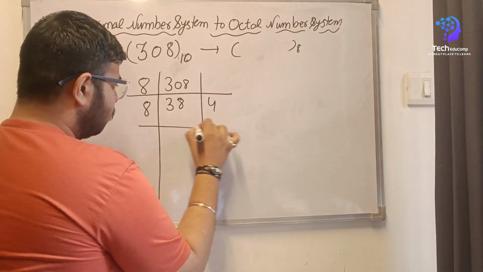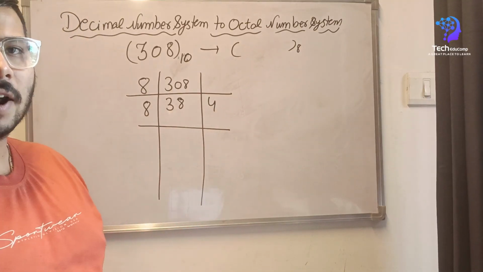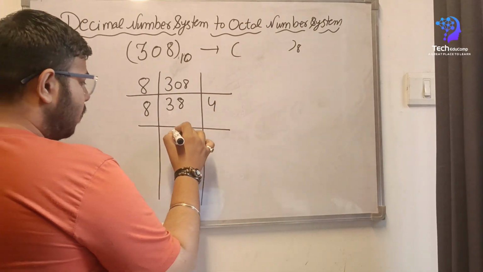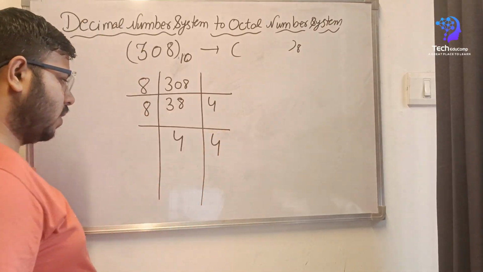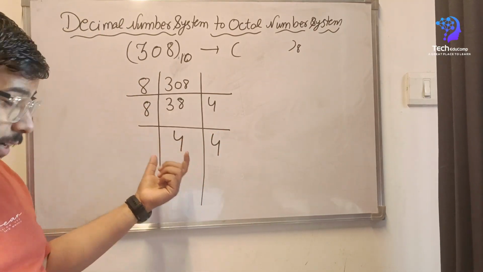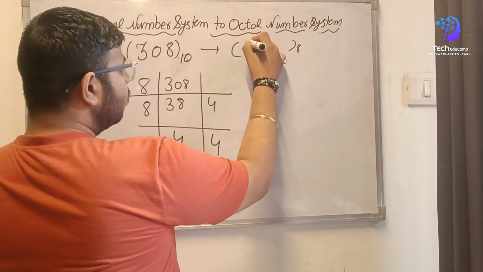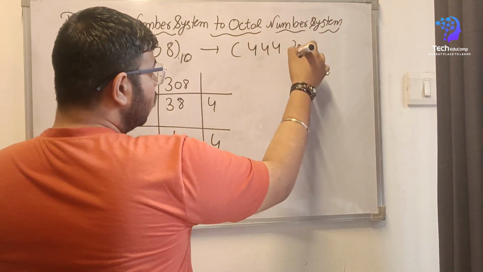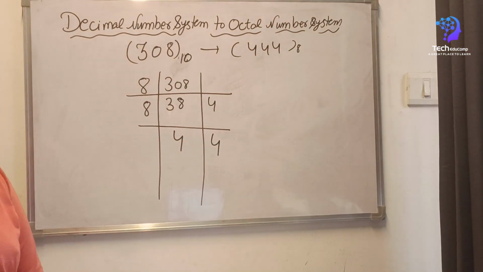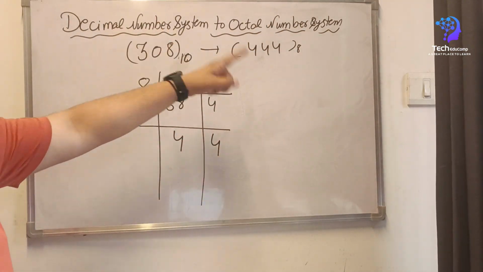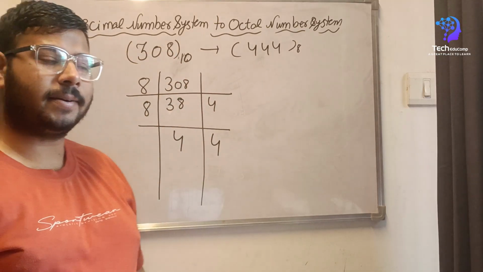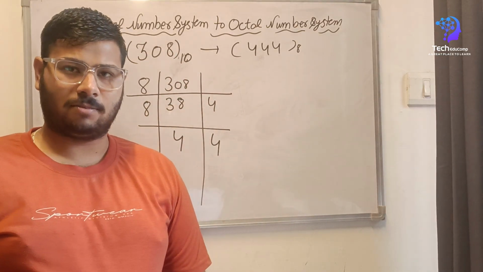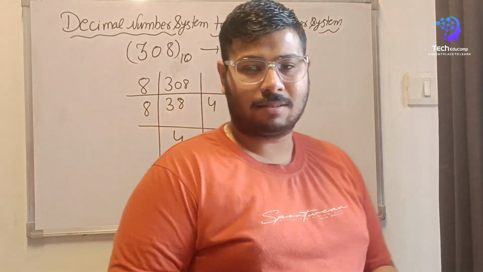4 again. 8 into 5, 40. So it will be 4, and what will be it? It will be 4. Now you cannot further divide it, so we will leave it here. It will be 44444, and that is the octal number system for the decimal number. Okay, I hope you understood this much.